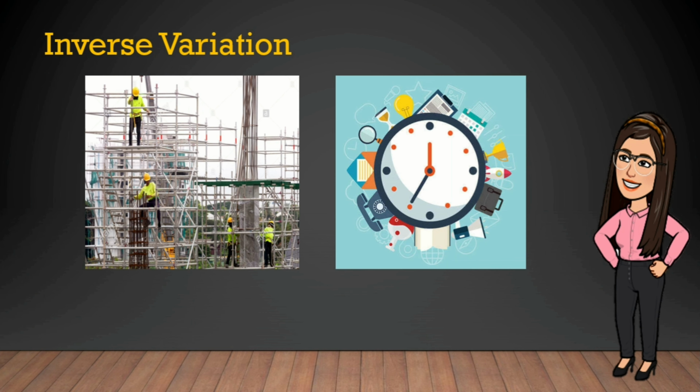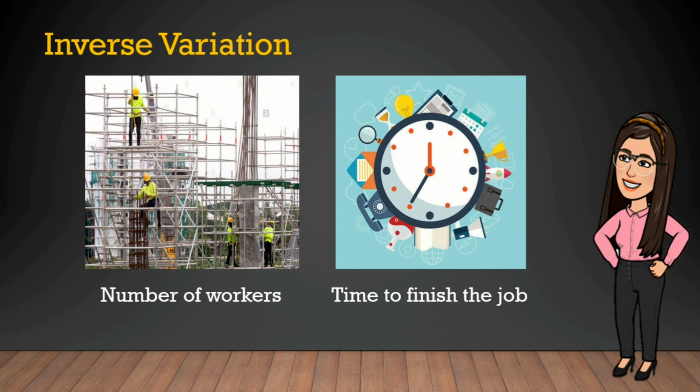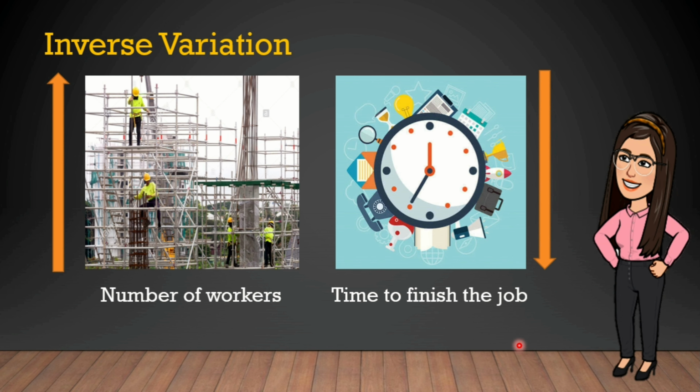Okay, next, let's move on to the second type of variation, the inverse variation. First, let's have this application of inverse variation. Tingnan natin ang dalawang variables na ito: yung number of workers at saka yung time to finish the job. Di ba kapag maraming workers na gumagawa sa isang trabaho, mas maiksi yung time na magagamit to finish the job. Pero, kapag naman konti ang workers, mas mahaba yung time na magagamit natin to finish the job. So, this is an example of inverse variation.